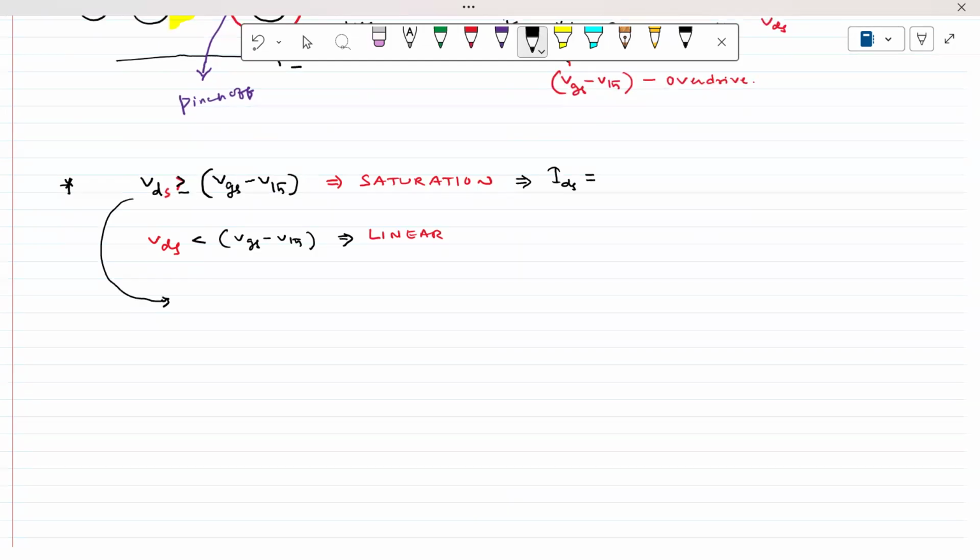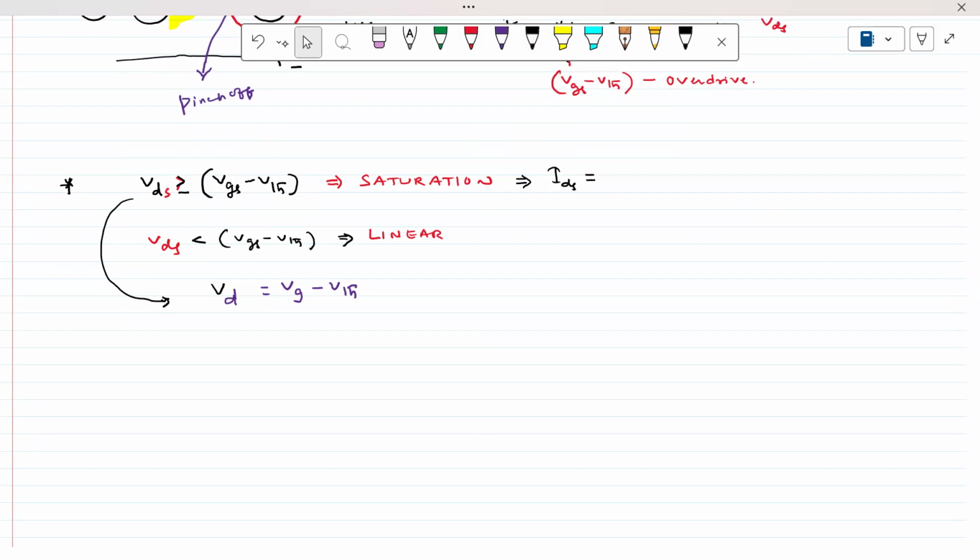Let me take the source aside, since the source is common. I don't want to bother about this one. Just simply VD, and this is VG minus VTH. What is VDS? VD minus VS. What is VGS? VG minus VS. VS will get cancelled, not a problem.